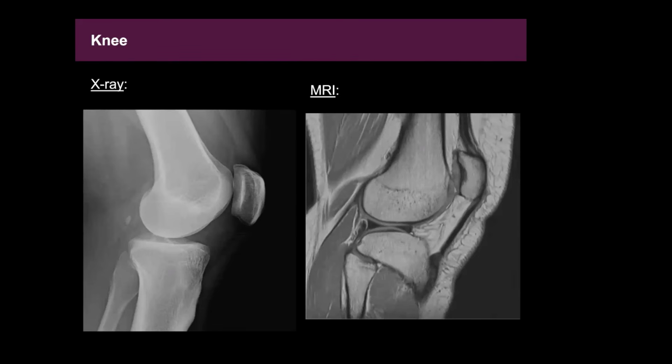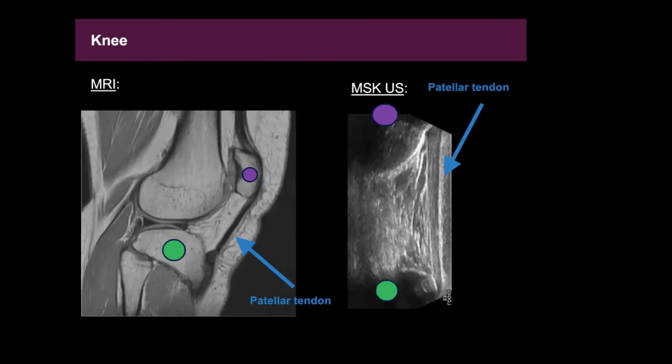Moving further down along the lower extremity. So this is a knee x-ray on the left-hand side and an MRI on the right-hand side. I'm just gonna put the probe down in the region of the patellar tendon as an example. And you can see the purple circle denotes the patella, and the green circle denotes the tibial tuberosity or the proximal tibia. And you can see how a normal patellar tendon spans those two structures.